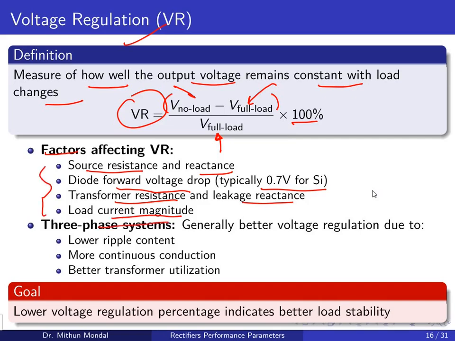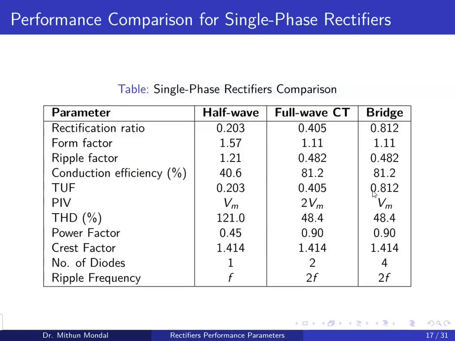In the three-phase system, we generally have better voltage regulation because of lower ripple content, more continuous conduction, and better transformer utilization. So again, the three-phase system will have better voltage regulation as compared to the single phase. The goal is to have a lower voltage regulation percentage, which indicates better load stability. So we have to deal with the stability of the load, and voltage regulation should be as low as possible. Now this is a complete comparison of the single phase rectifiers in the form of half wave, full wave or bridge configuration in terms of different performance parameters.